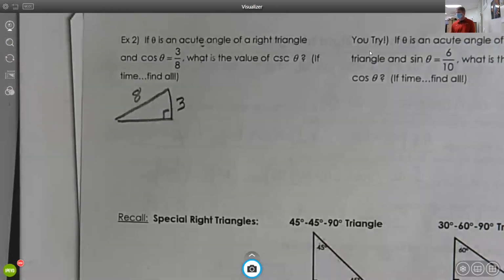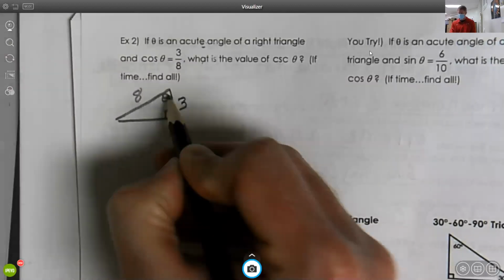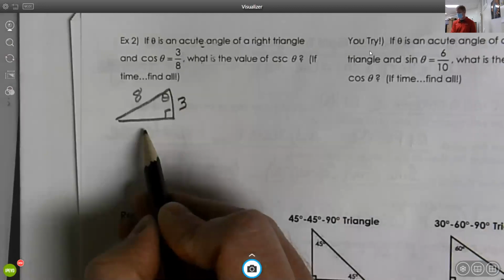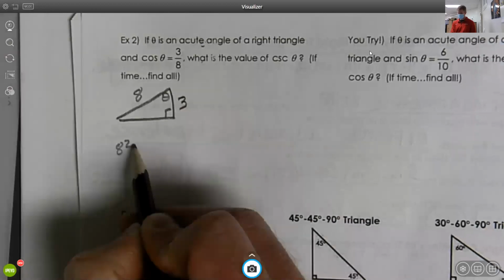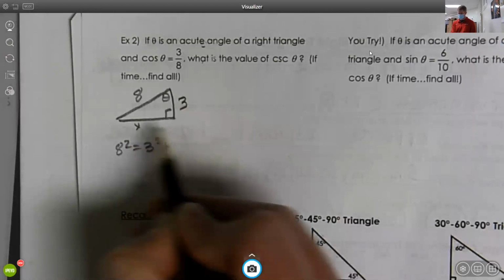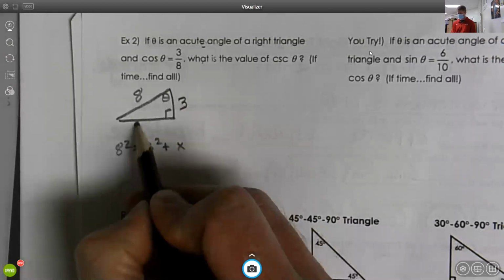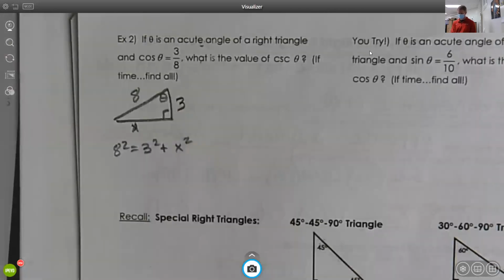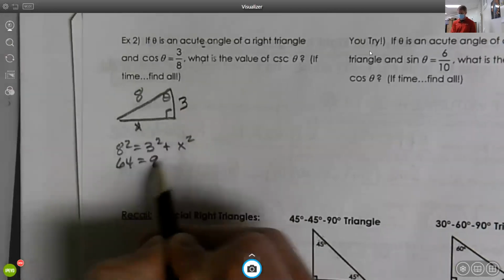So that seems to be a short side of my triangle I wrote. Therefore, I need to put my theta so that the cosine is adjacent over hypotenuse. Now I have to solve for the missing side. Well, I have 8 squared equals 3 squared plus my missing side, which you can call x squared. So that's 64 equals 9 plus x squared.